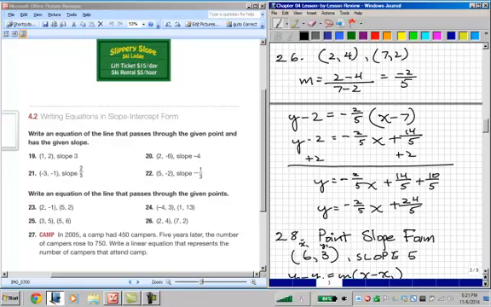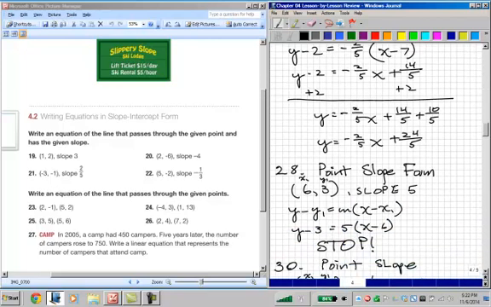Distribute. Y minus 2 equals negative 2/5 x plus 14 over 5. Add 2 to both sides. Y equals negative 2/5 x plus 14 over 5 plus 10 over 5, which is the same as 2. Combine these two fractions because they have the same denominator. Y equals negative 2/5 x plus 24 over 5.